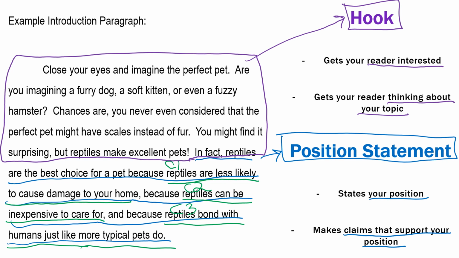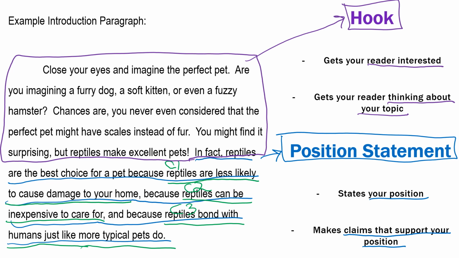In the past, you might have learned to write hooks that were one sentence. As we move into 5th and 6th grade, we're going to start thinking about writing hooks that contain multiple sentences. So be open to the possibility that your hook might take you a few sentences to give the whole thing.